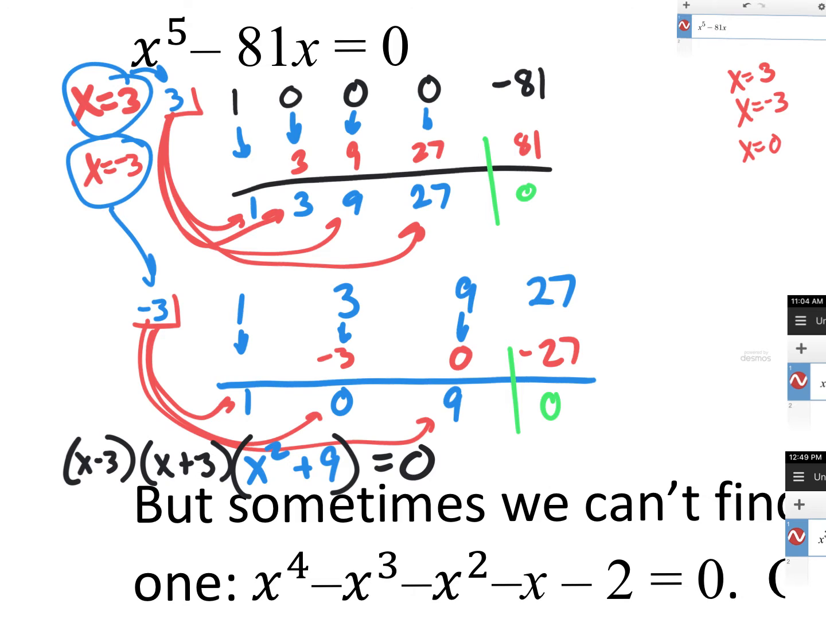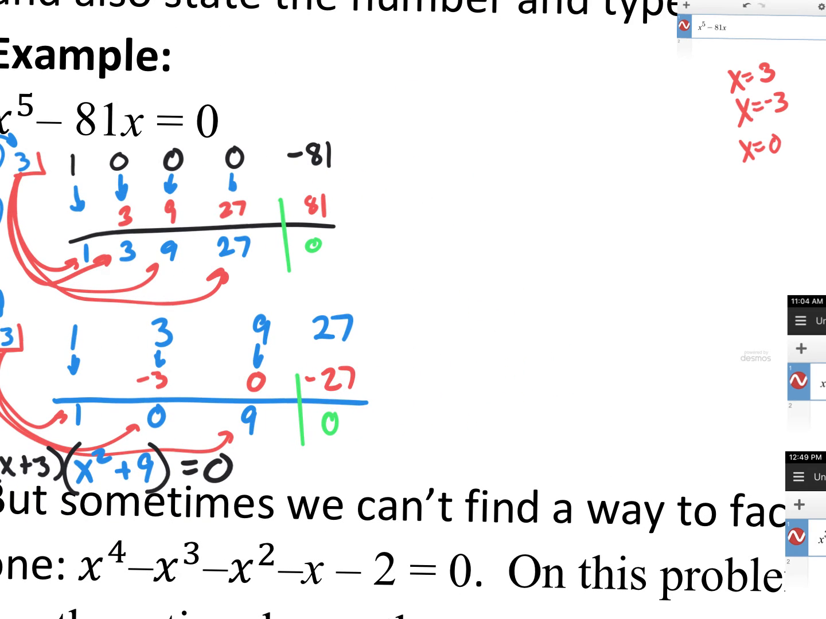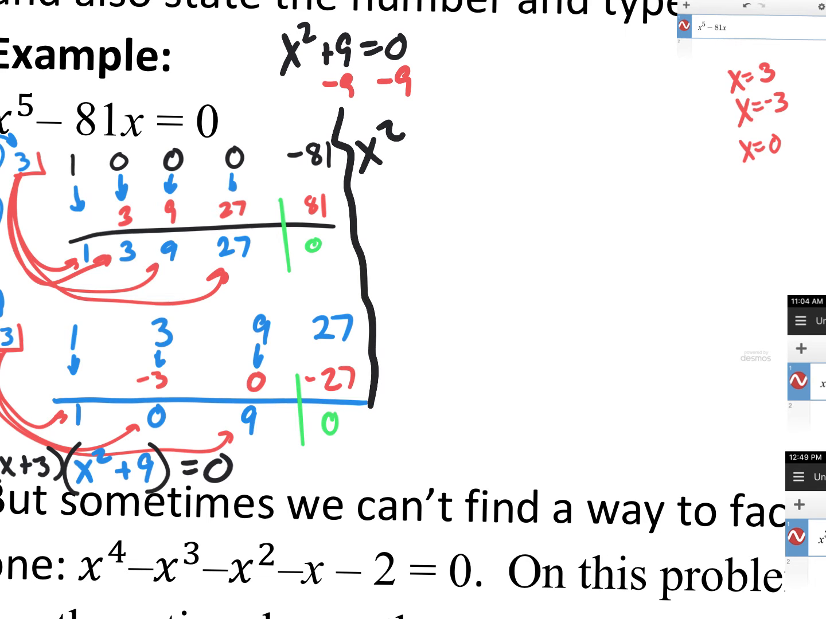All we really need to do is solve this guy right here, okay? So x squared plus 9 equals 0. I need to solve that. Let's do it. x squared plus 9 equals 0. So we subtract 9, and we will have x squared equals negative 9. Square root, you'll have x equaling plus or minus 3i. Whenever you do a square root in an equation, you have to put a plus or minus in front of your answer.